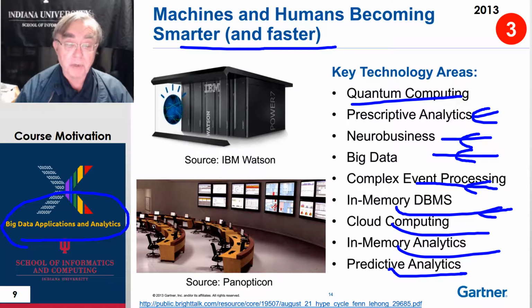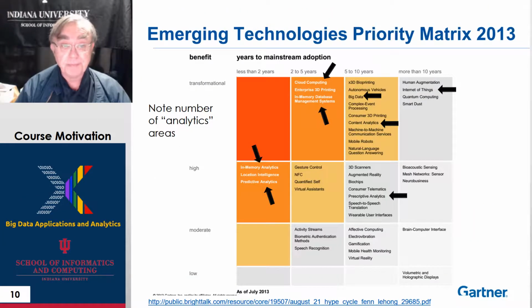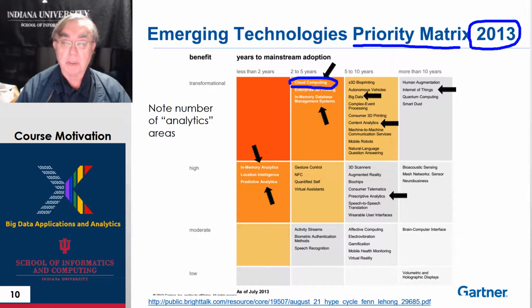Fine. IBM Watson, of course, is a famous computer that competed in Jeopardy and used very interesting technologies to be able to answer those questions. Here's a nice thing, which again I haven't got in 2014 because it was not put on a blog, which is the so-called priority matrix. And then we have cloud computing. So this is transformational. High, moderate, low is the type of benefit. And here's the years to mainstream. So cloud computing and enterprise 3D printing are transformational and 2 to 5 years.